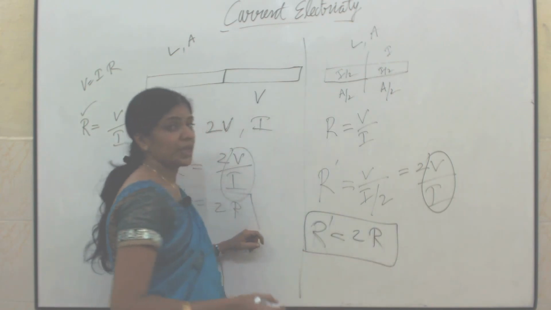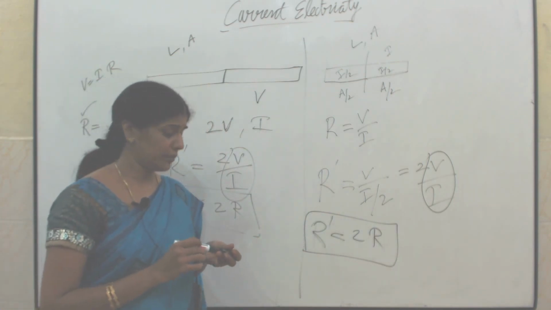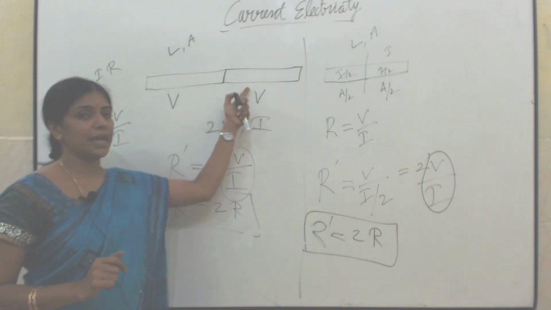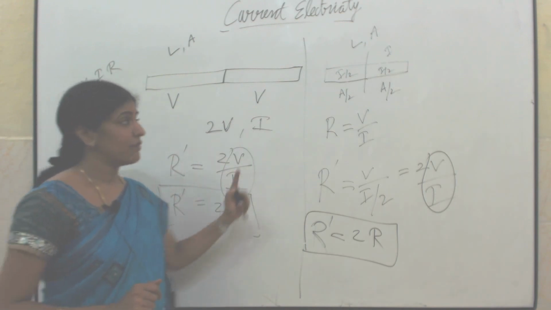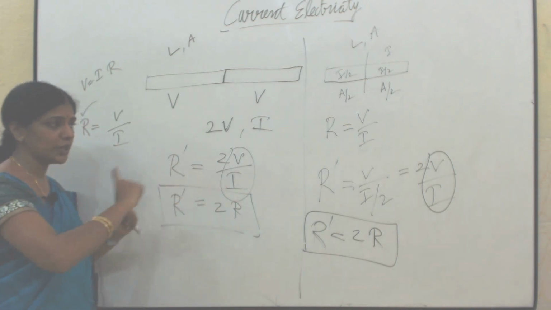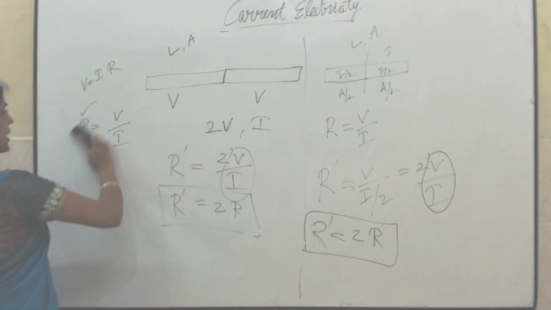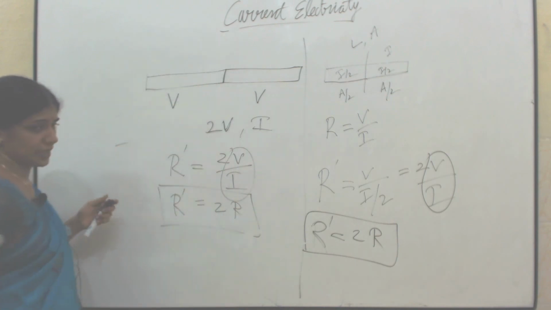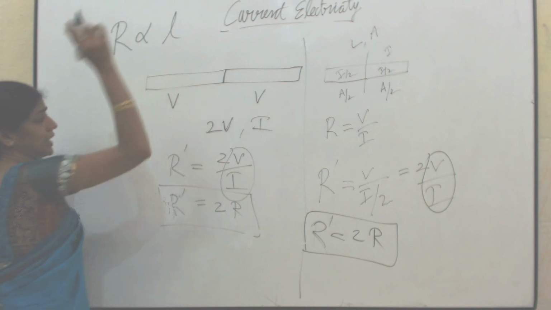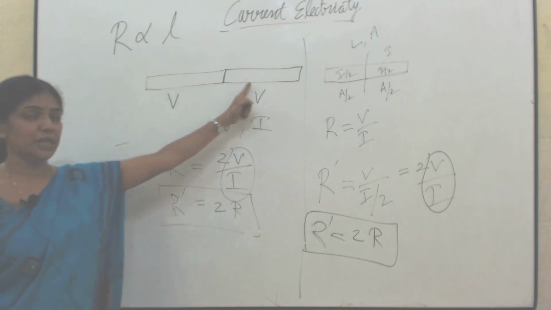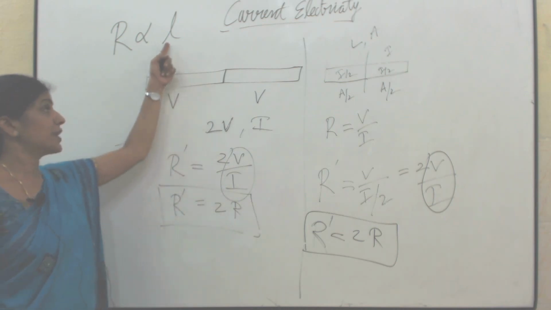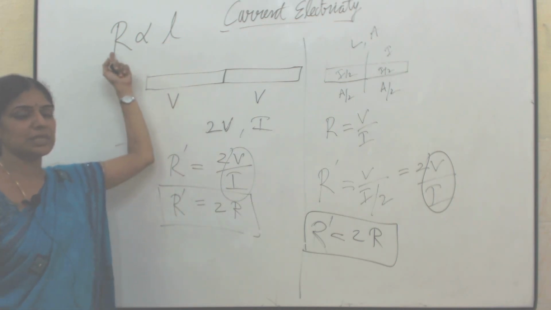So when I decrease the area, what happens to the resistance? It increases. So when I double the length, its resistance increases. When I decrease the area, its resistance increases. So from these two examples, what conclusion can you get? This resistance is directly proportional to the length. In the first example I doubled the length, isn't it? So what happened to the resistance? It increased. So if I double the length or increase the length, its resistance increases.